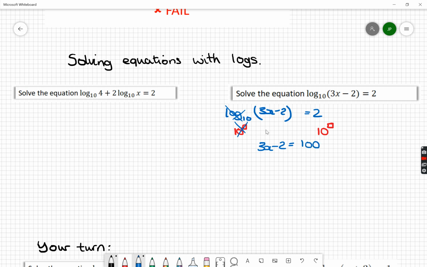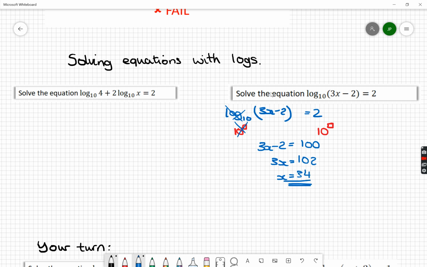Be really careful, guys. This means 10 to the power of 2, not 2 to the power of 10. You are raising whatever number you had here, and that's going to become the power. So be really careful with that. Simple equation to solve now. 3x will be 102. So x will have to be 34.